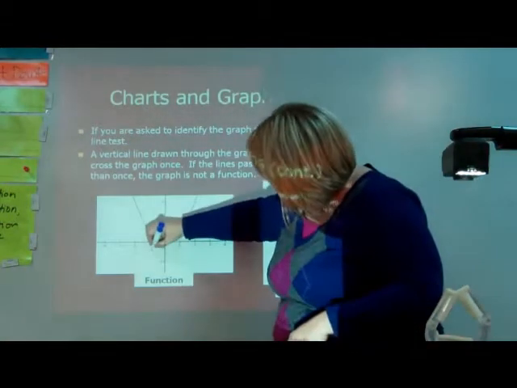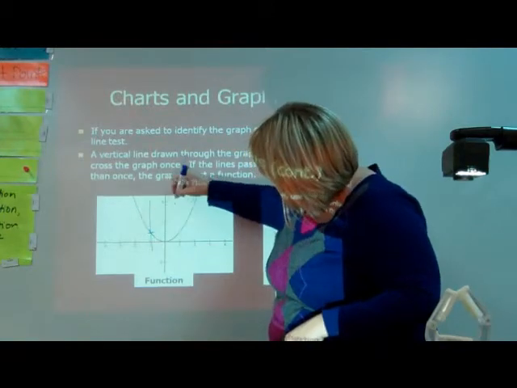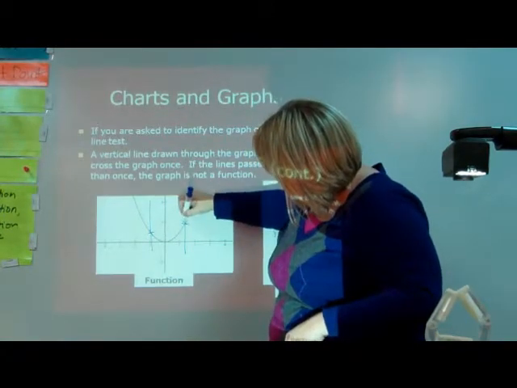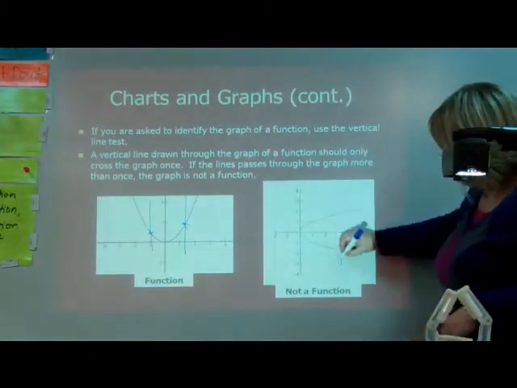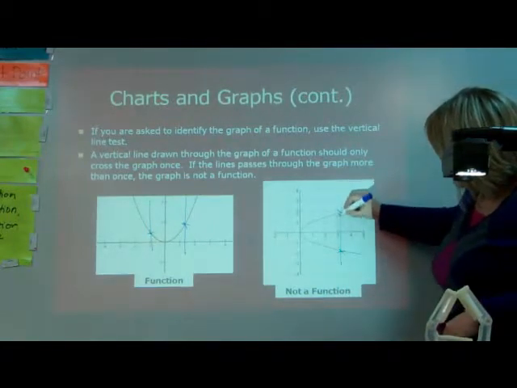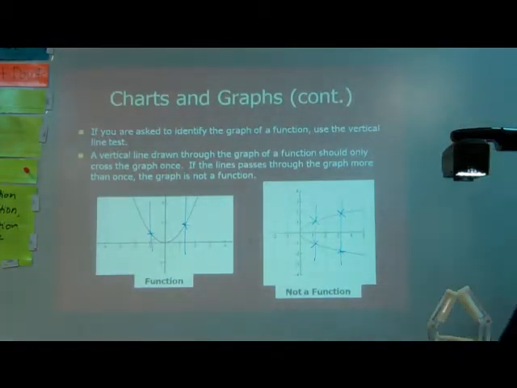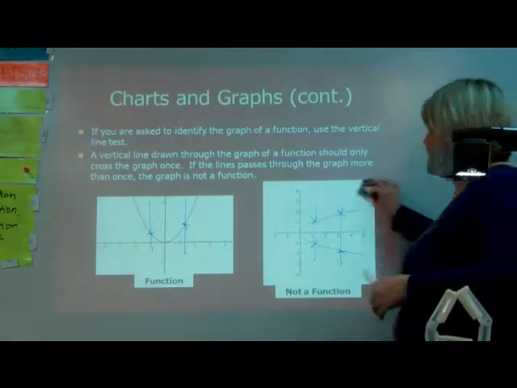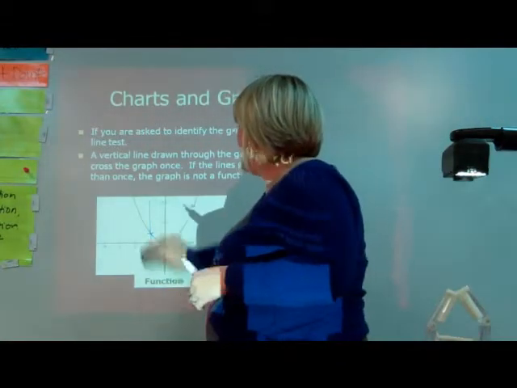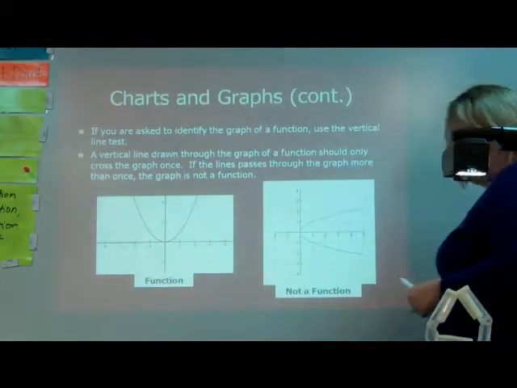So this one you can see is a function because anywhere that I draw a line on this graph, it only crosses the graph once. This one is not because anywhere that I would draw a line on this graph, it would cross the graph twice. So, vertical line test, function or not. You're checking to see if the x's repeat. And so you do that with a vertical line.